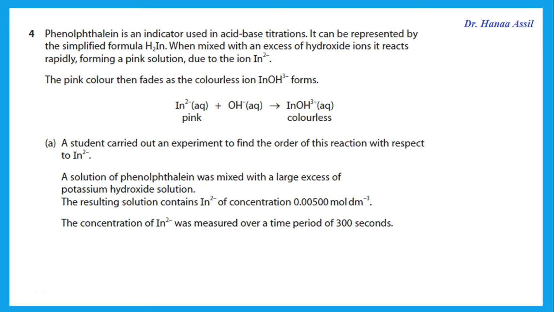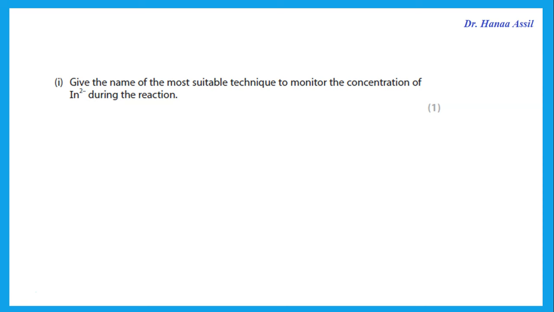A student carried out an experiment to find the order of this reaction with respect to the indicator. A solution of phenolphthalein was mixed with a large excess of potassium hydroxide. The resulting solution contains this ion of concentration this. The concentration of the ion was measured over a time period of 300 seconds.